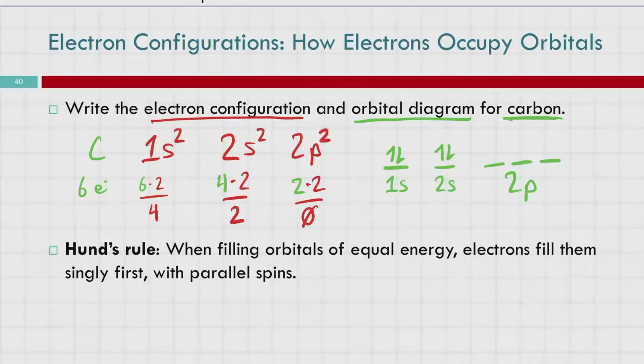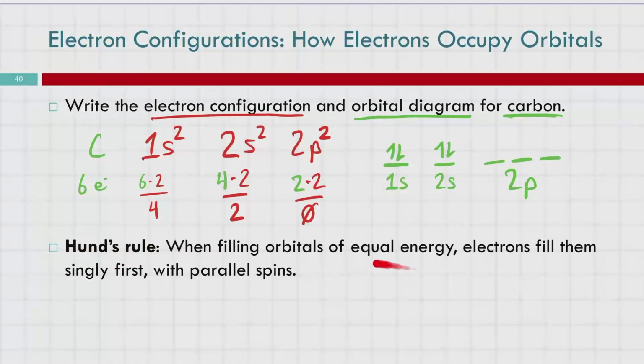If we were being very robust and detail-oriented, we might label these 2px, 2py, 2pz. We're not going to do that. Yay! But we could do that if we wanted to. We don't want to. And now, this is where Hund's rule, that's here on the bottom, this is our second big rule. We also had the Pauli exclusion principle. That was our first rule. You can go back and look at that slide if you need to.